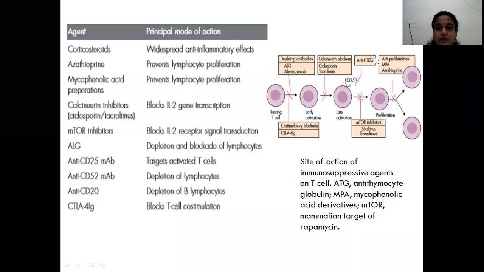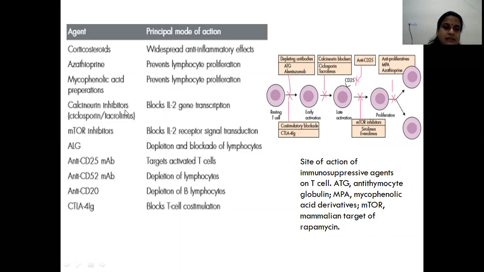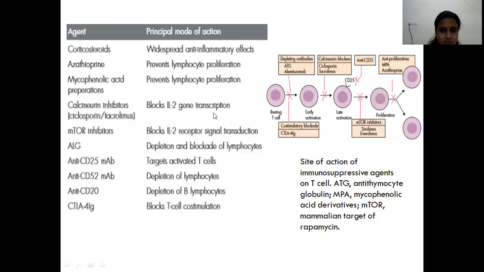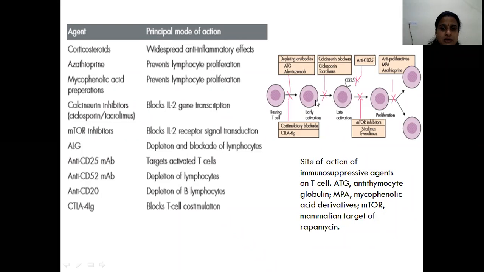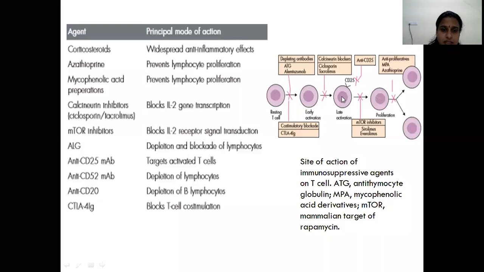Yeah, the anti-CD4 monoclonal antibodies also act against these CD4 T lymphocytes and hence their activation. Next, calcineurin inhibitors block the interleukin 2 gene transcription. Okay, again that is the activation stage. Calcineurin inhibitors block the interleukin 2 gene transcription and hence the activation of T lymphocytes.